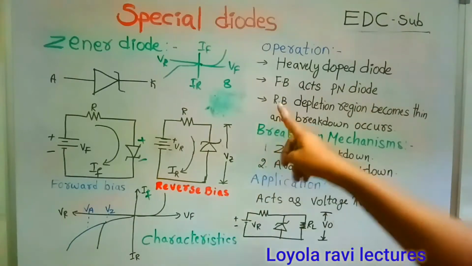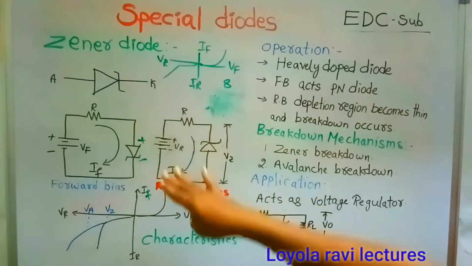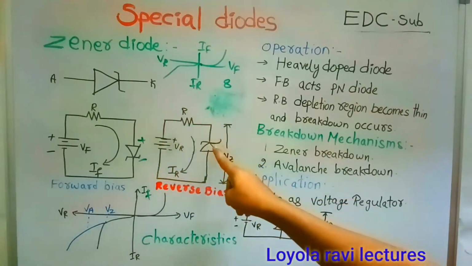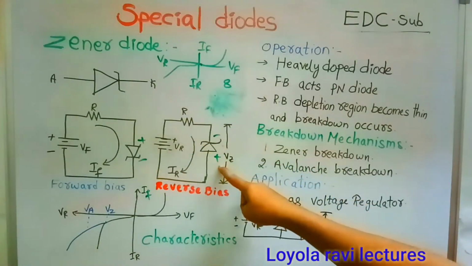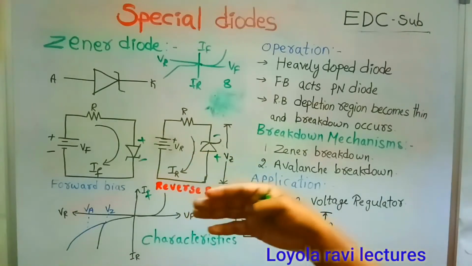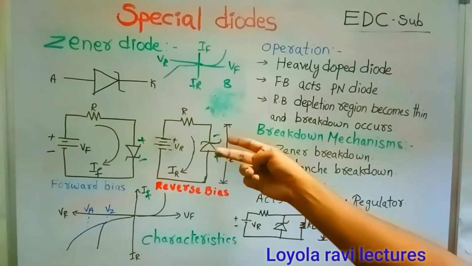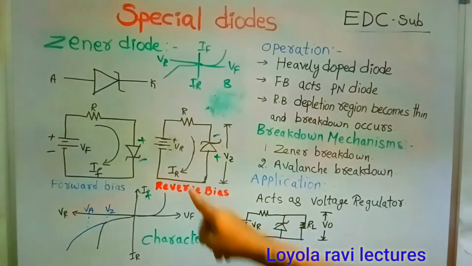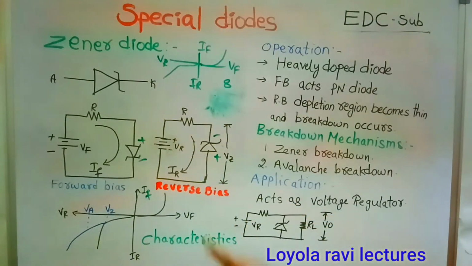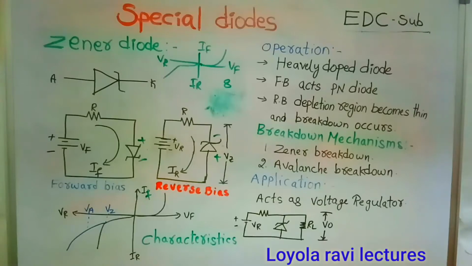Then come to reverse bias. In the reverse bias region, the depletion region becomes thin and breakdown occurs. Whenever we increase the reverse bias, positive is connected to the negative of the diode, and negative is connected to the positive. If you want to apply the negative supply, the diode will be reversed. So in the reverse bias condition, the depletion region becomes thin. That is nothing but the depletion region width decreases.